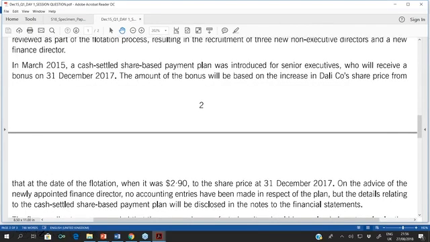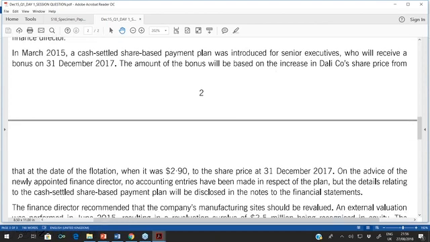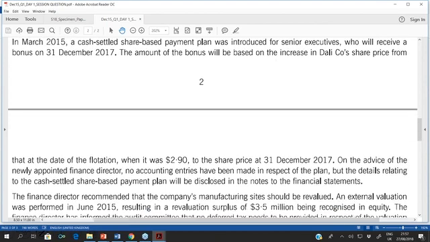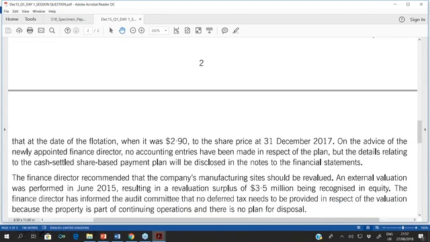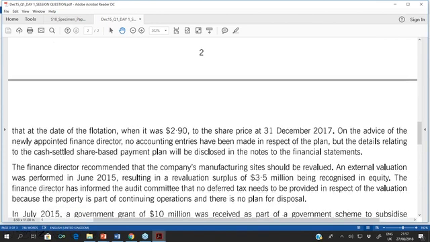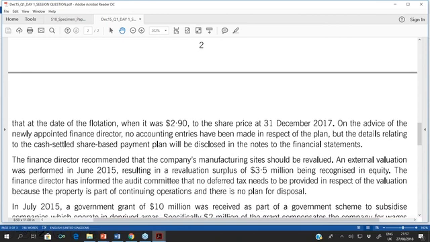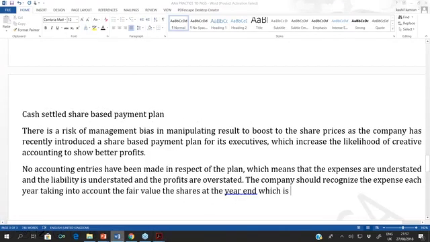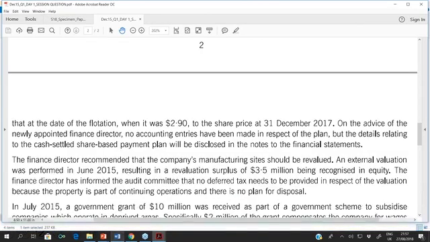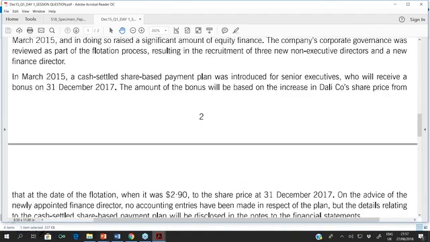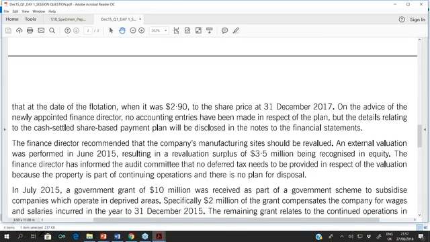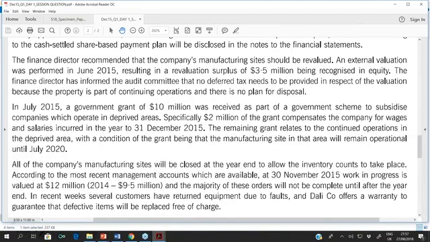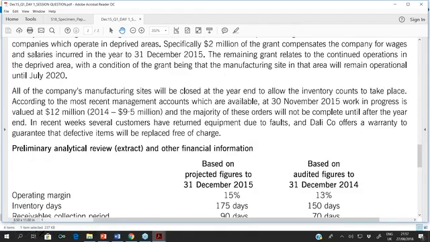Okay, the amount of the bonus will be based on the increase in the share price from that at the date of flotation, when it was $2.90, to the share price at 31st of December 2017. So you should be recognizing the, yes, currently it is 3.5, right? That is given in the last paragraph. Currently the share price is 3.5.